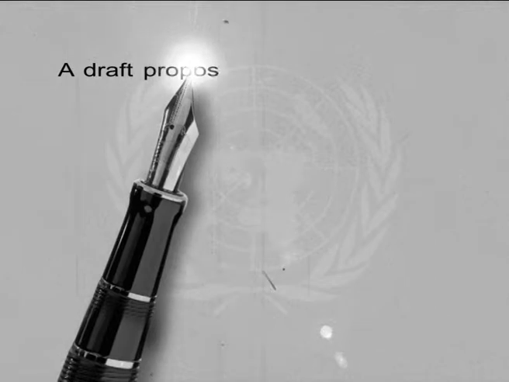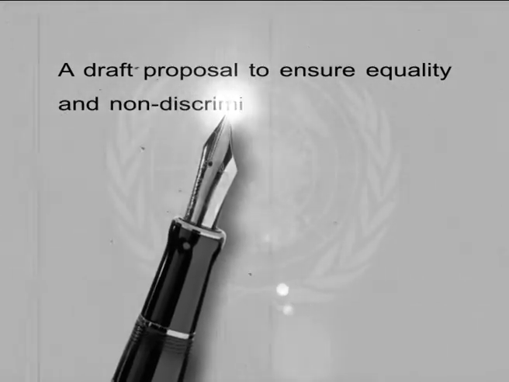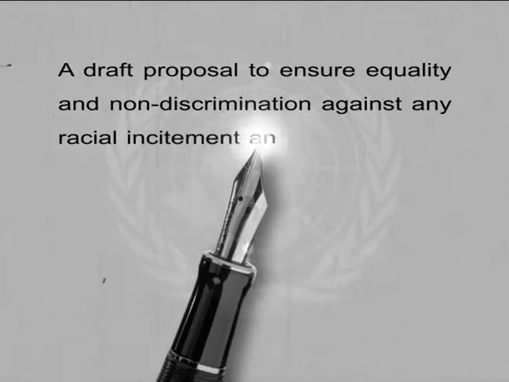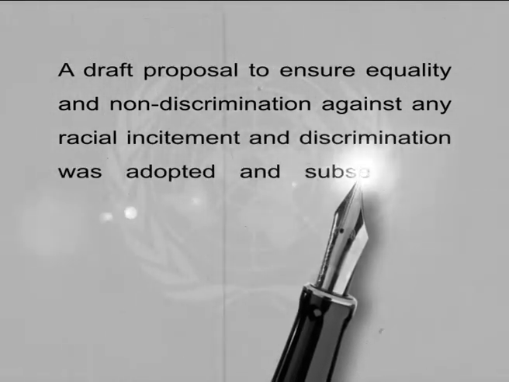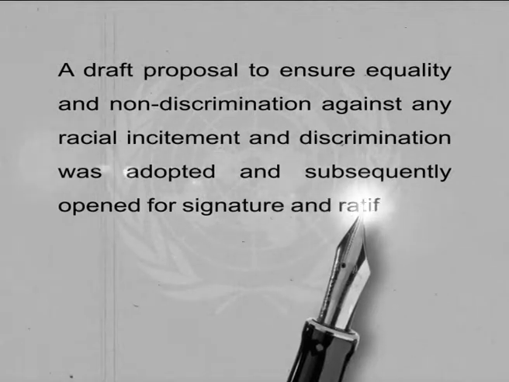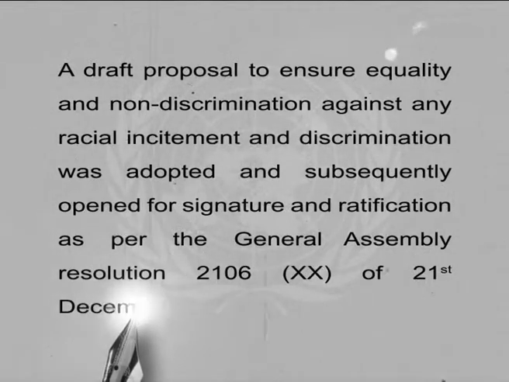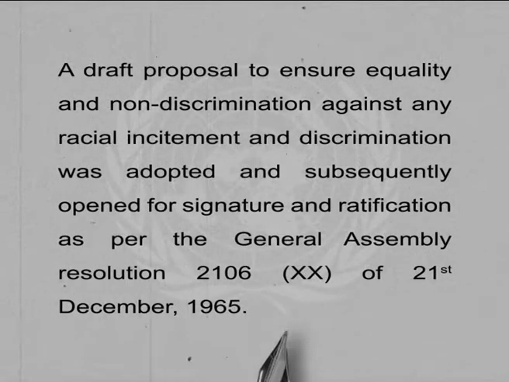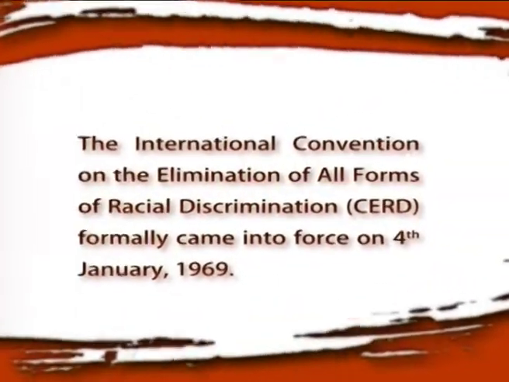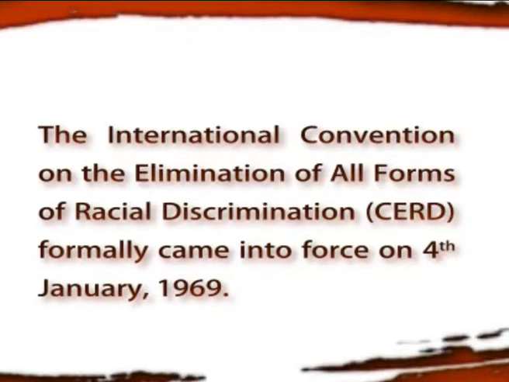In run-up to fulfill the common quest, a draft proposal to ensure equality and non-discrimination against any racial incitement and discrimination was adopted and subsequently opened for signature and ratification as per the General Assembly Resolution 2106 Clause 20 of 21st December 1965. The International Convention on the Elimination of All Forms of Racial Discrimination, popularly known as CERD, formally came into force on 4th January 1969.